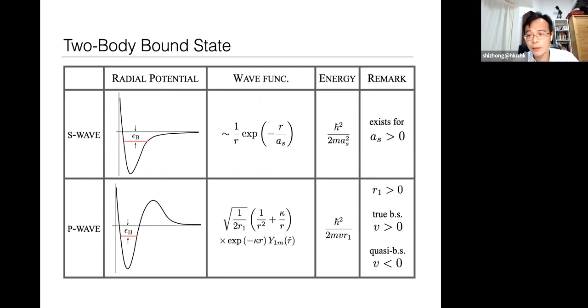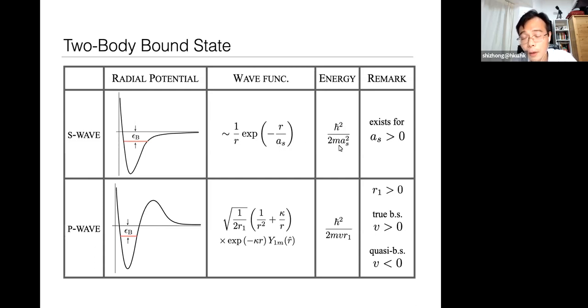Before I get into the discussion, one final slide on these simple two-body problems. In the case of the S-wave, you have this radial potential, which asymptotically goes to 0 from below. When you have a bound state, E_B, the bound state wave function is given by this standard form, the radial wave function 1 over r times the exponential of minus r over a_s, where a_s gives you essentially the size of the bound state.